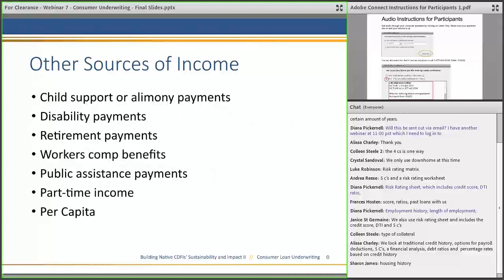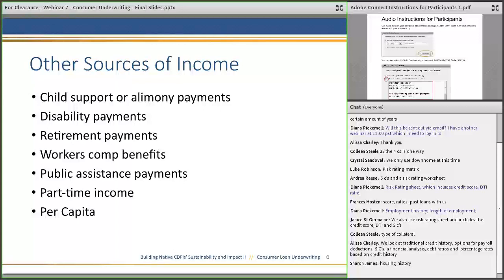Other sources of income include child support or alimony payments, and then the reliability of those. You would want to make sure you get some sort of history. Even though they're supposed to get $50 a week in child support, are they really getting $50 a week in child support? So you definitely want to look at the history of that. Disability payments: are the disability payments temporary, or are they on permanent disability? Retirement payments, work comp benefits, public assistance, part-time income, per capita.